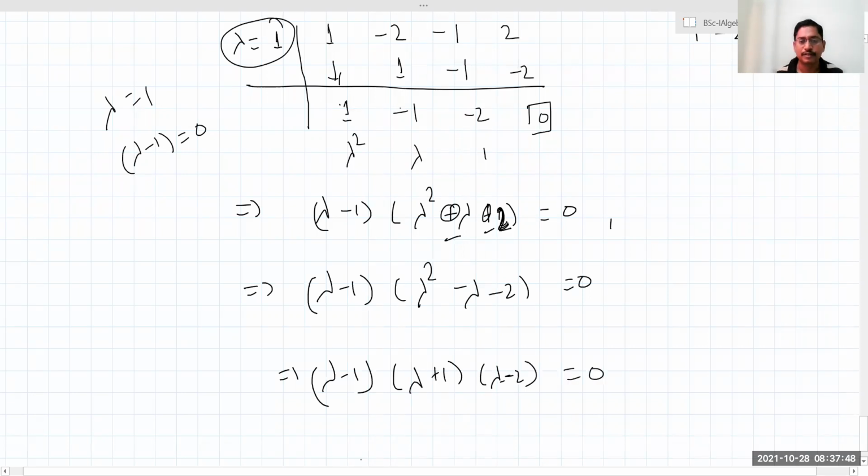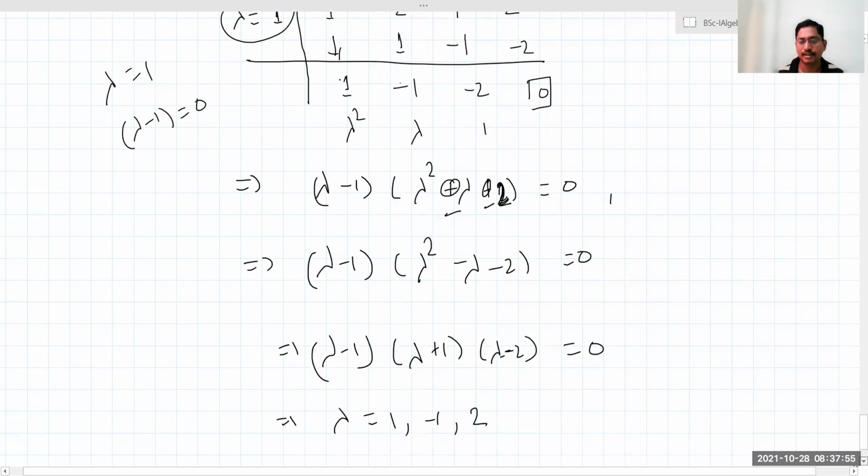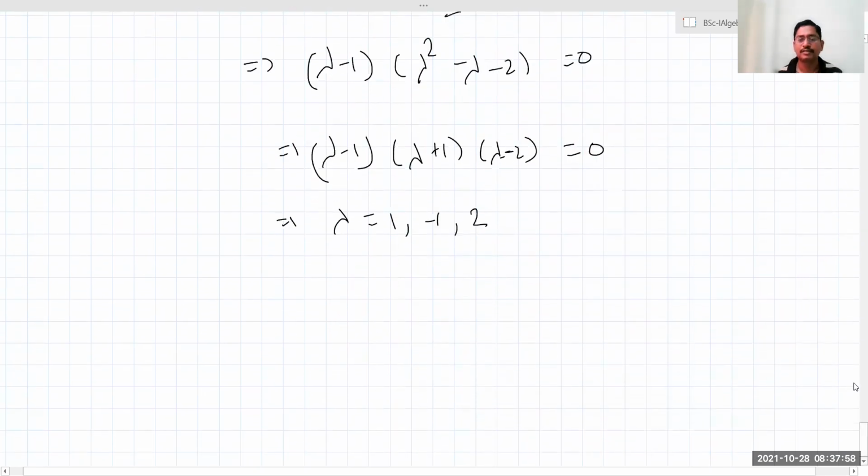Now the roots we get are 1, minus 1 and 2. These are the roots. These are the characteristic roots of the given matrix A. And the spectrum of A is the set 1, minus 1, 2. But in a set we don't repeat elements.